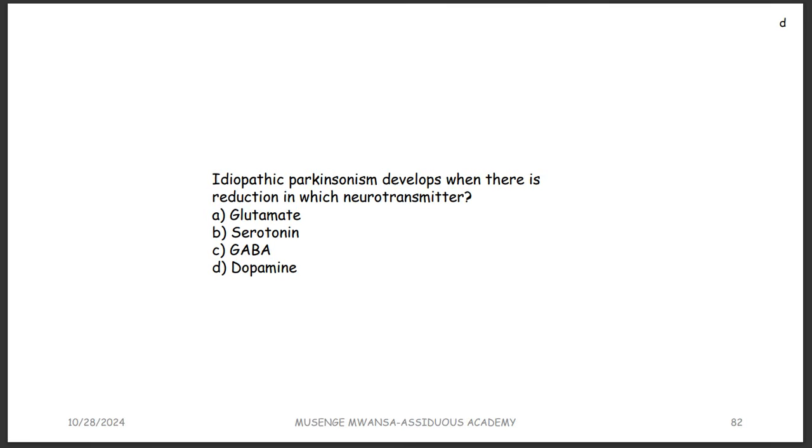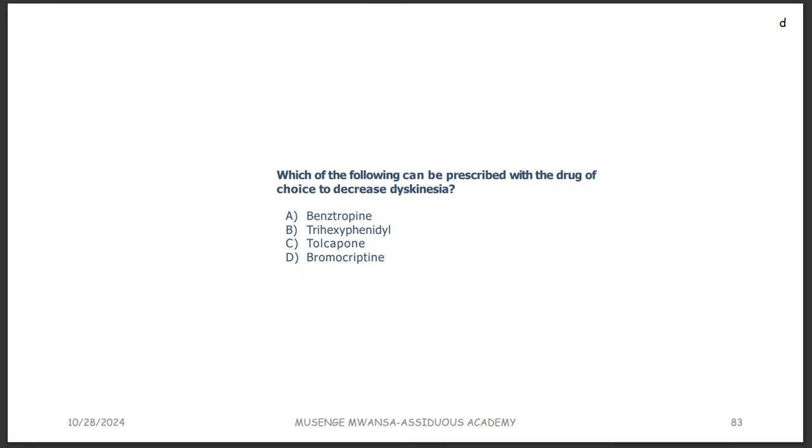Idiopathic Parkinsonism develops when there is reduction in which neurotransmitter: glutamate, serotonin, GABA, dopamine? It's D. Thank you. Which of the following can be prescribed with a drug of choice to decrease dyskinesia? Benztropine, trihexyphenidyl, tolcapone, bromocriptine.